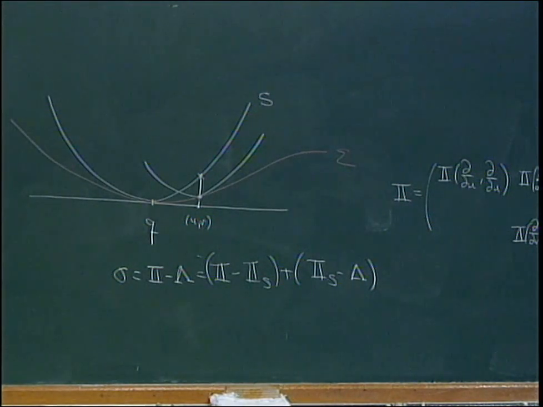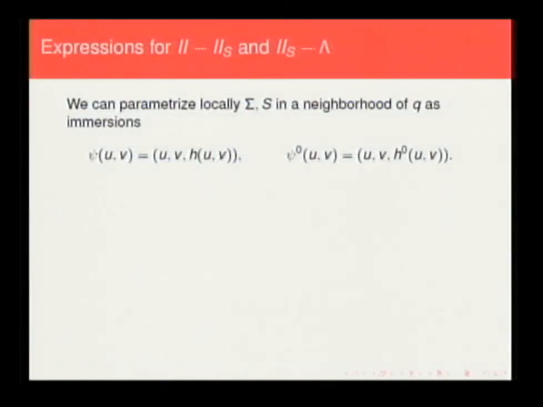We consider the local parameters u, v and the height. We can parameterize, of course, the surface sigma and the surface S in this way: sigma as a graph, with u, v and the height h, and for S, this is psi naught, the height is h naught. For a general graph, the symbols of the second fundamental form, for instance E, the second fundamental form with respect to partial u, this is E. Okay, for a general graph.